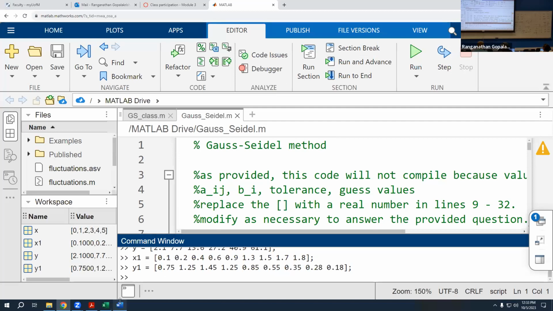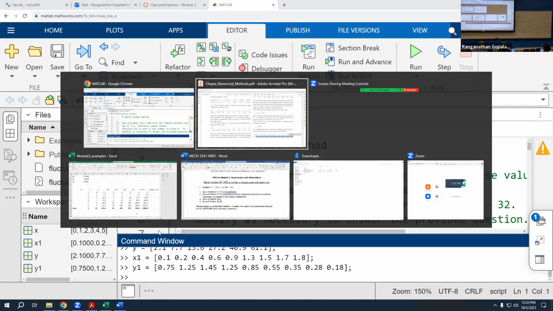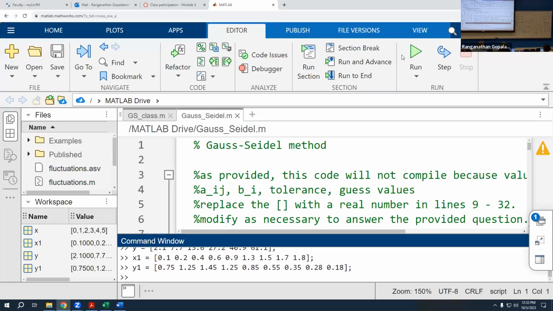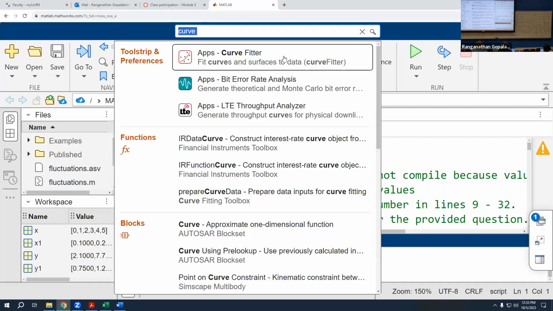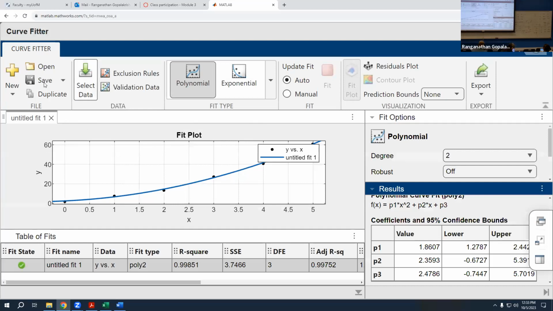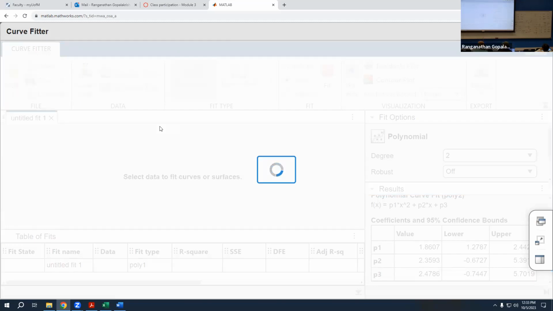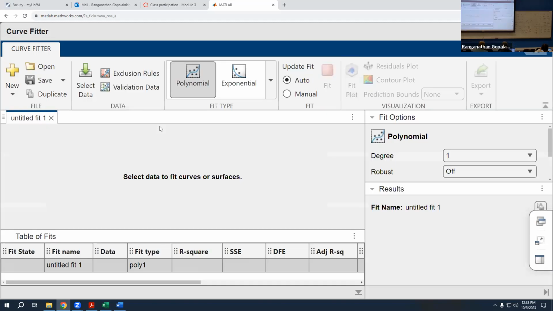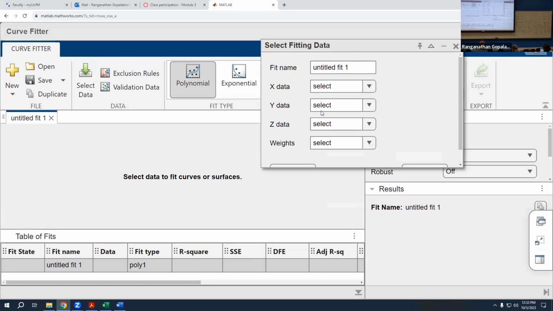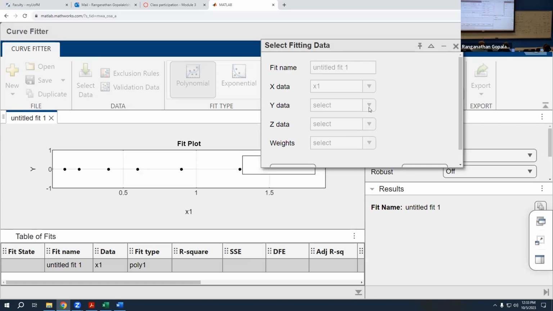All right, so then I want to get my curve fitting app. I'll open a new fit, new session. Don't save. Or maybe I should have saved, sorry. All right, so now step 1, select data. What is my x data? x1. Y data is y1.